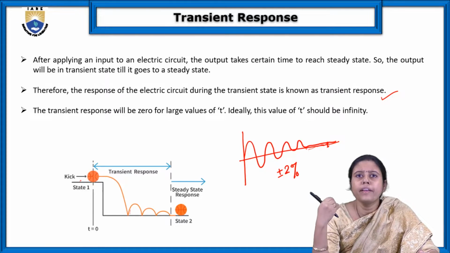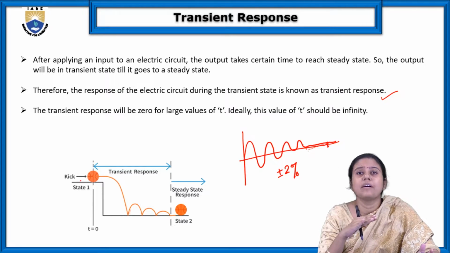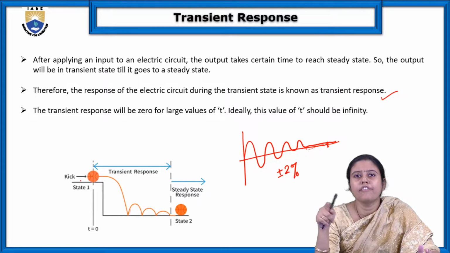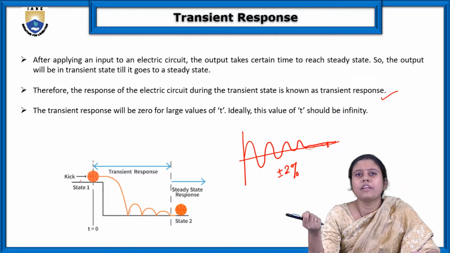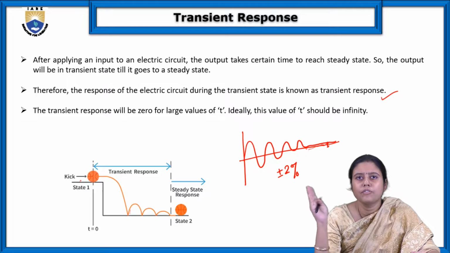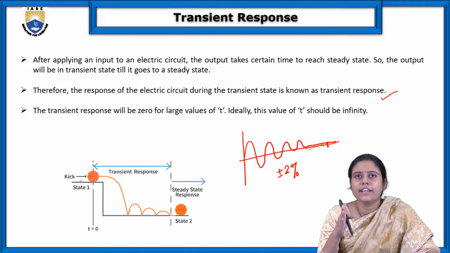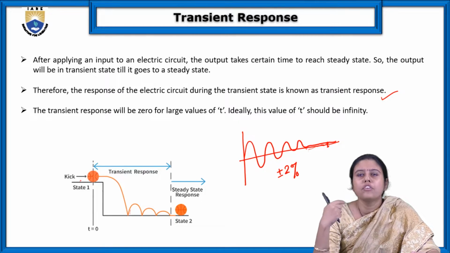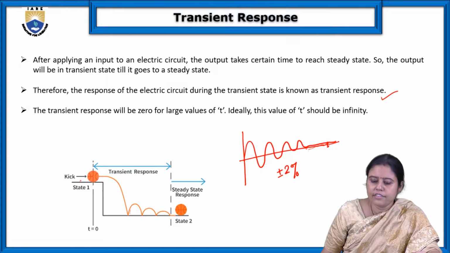What does that mean? Again, taking the fan example, when you switch off the fan, slowly it will stop, and it takes at least 1 minute or 30 seconds to stop. It does not stop immediately at t equal to 0. So this is called the transient response.